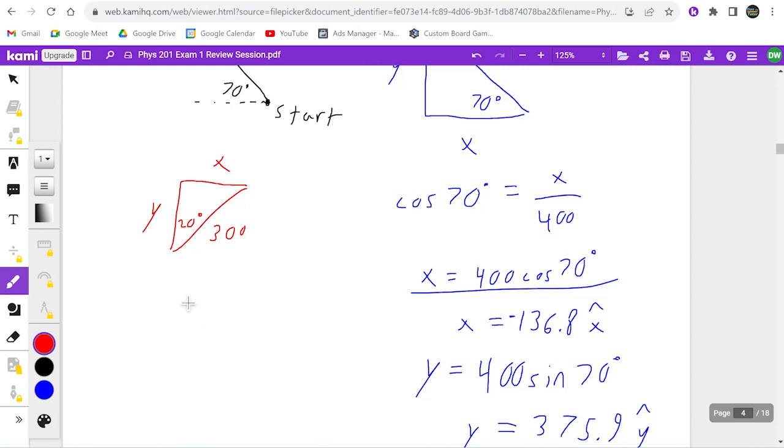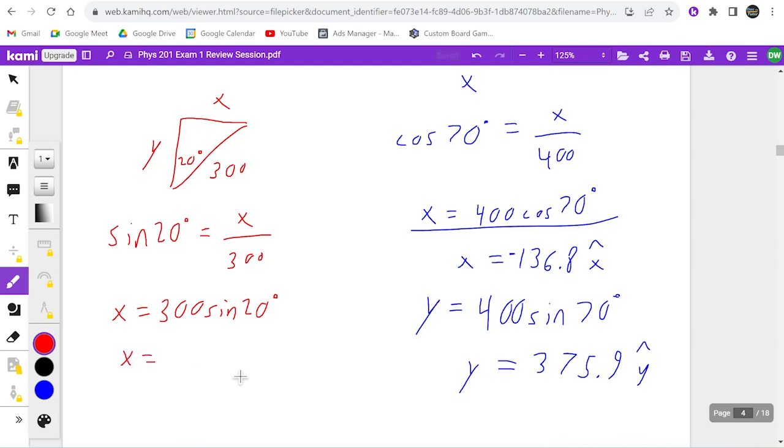I'm going to use sine this time. Why? Because sine is the opposite leg and x is opposite. So x over 300. And then just multiply both sides by 300. 300 sine 20. And I plug that in my calculator and I get 102.6. Is that positive or negative? Definitely positive because it points to the right.